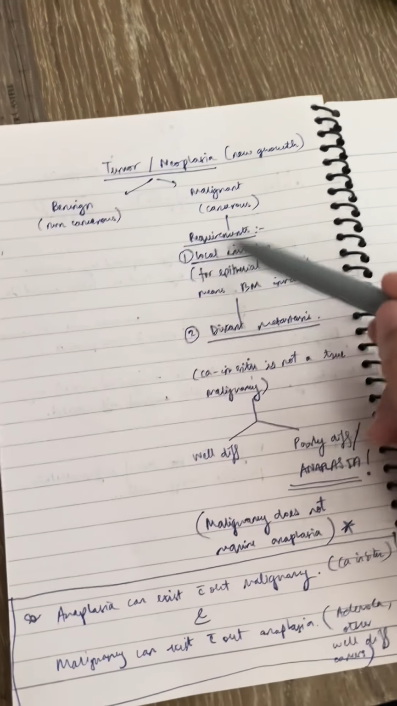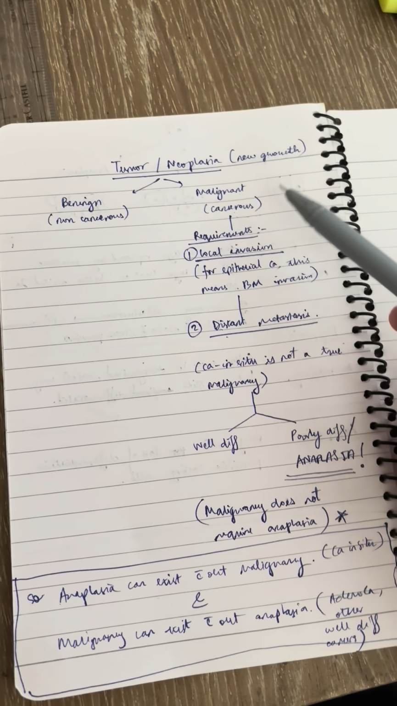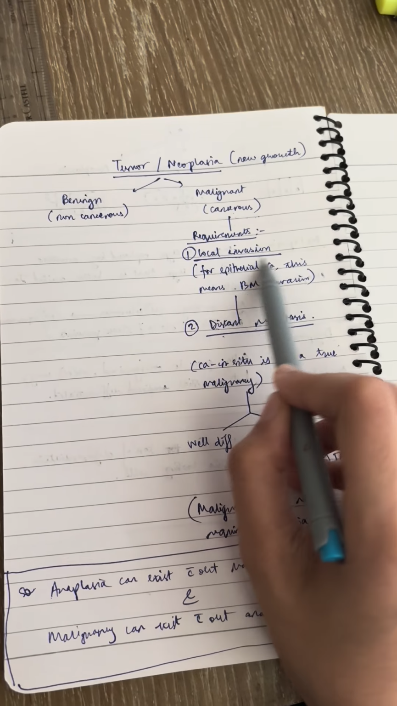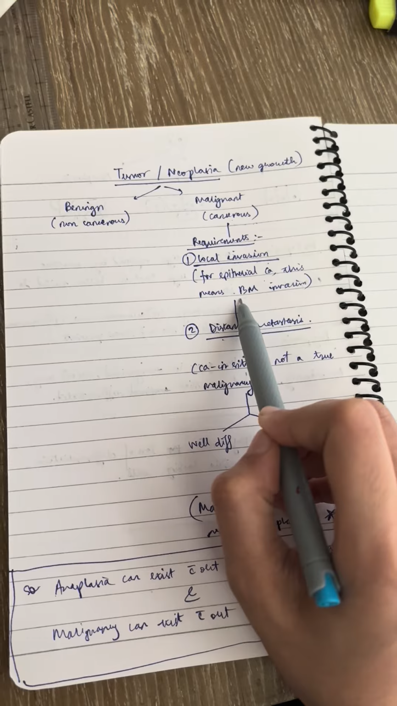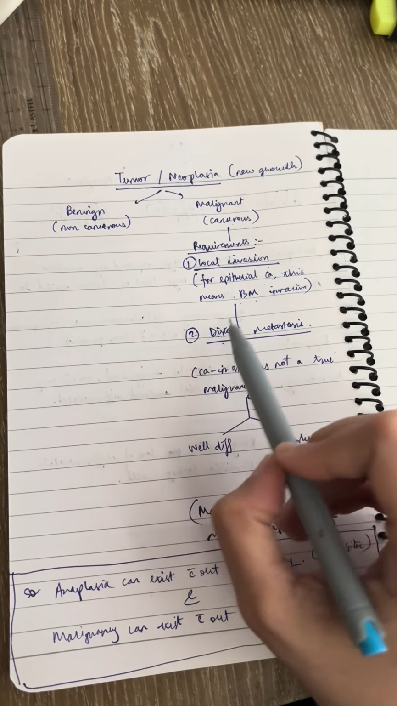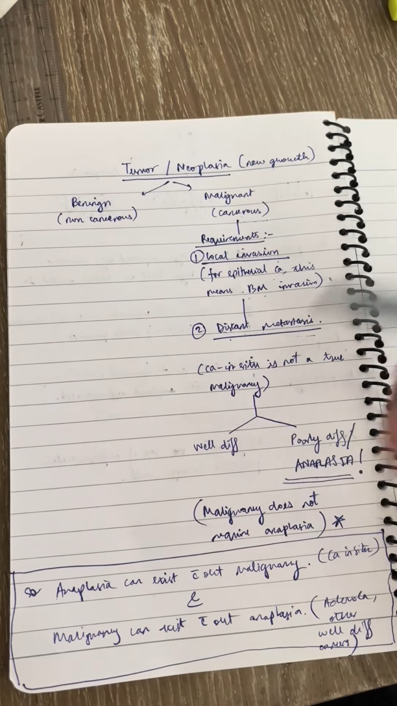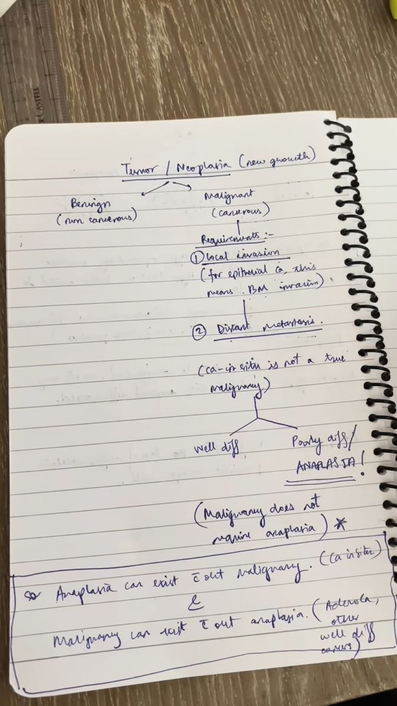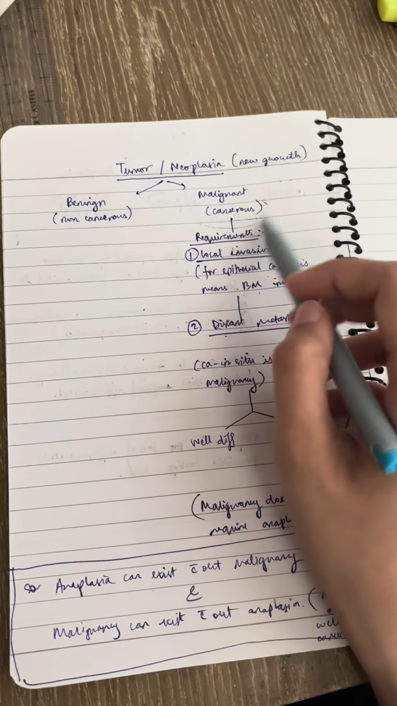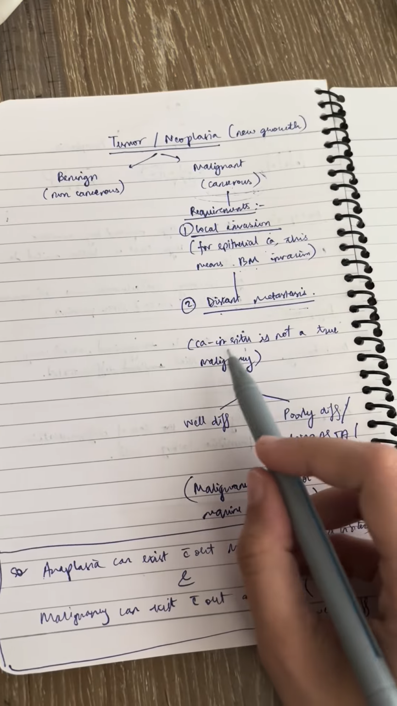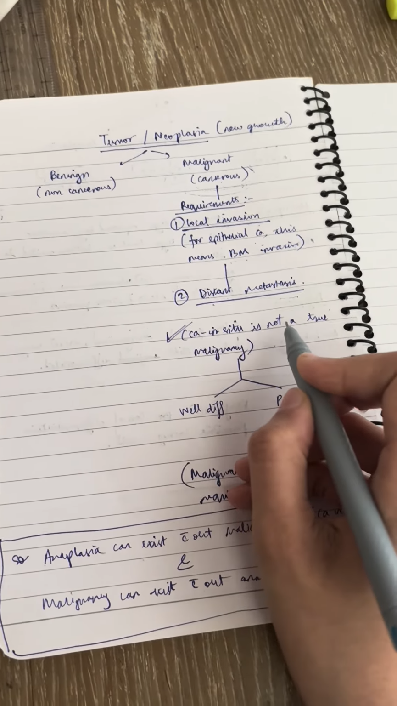Now there are two basic requirements for calling any tumor malignant. The first one is local invasion. For epithelial cancer, this means that the basement membrane has been invaded. The second requirement is distant metastasis, basically spread of the cancer. If there is local invasion or distant metastasis, you can call it a cancer. I hope this is clear. Now just remember this one thing, carcinoma in situ is not a true malignancy.